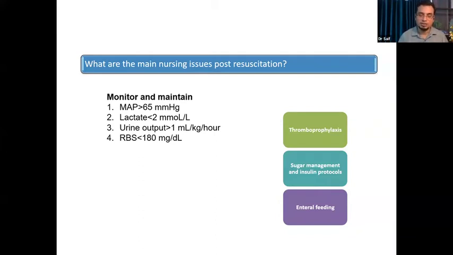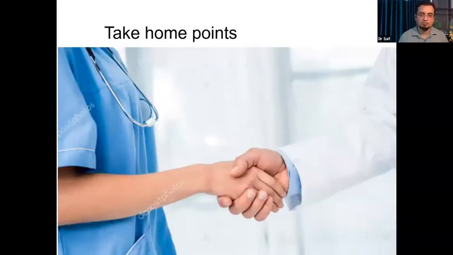The sugar management and insulin protocol, as I said, and the most important, never forget enteral feeding. So as soon as your blood pressure is rising, then you think of enteral feeding. If the patient can take orally, you start oral nutrition. Otherwise, you can put a Ryle's tube and start enteral feeding, within 24 to 48 hours of admission to ICU. So I'm not going to talk about enteral nutrition in this lecture, definitely. That will be a totally different topic.